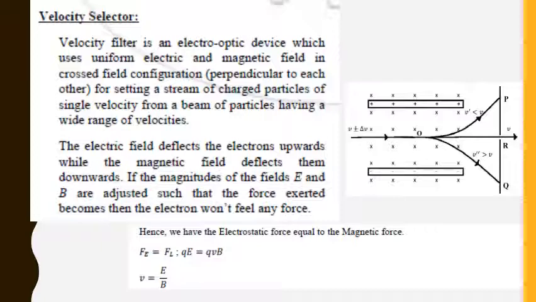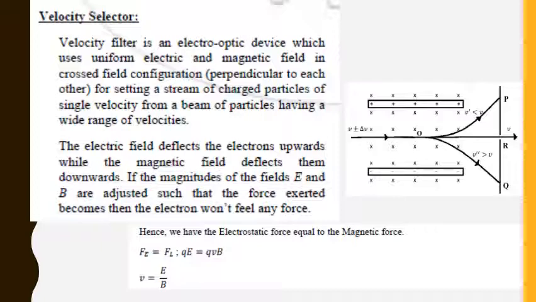Due to the special configuration that we have chosen, special configuration means both fields are perpendicular to each other. We have created two fields which act in opposite directions. And since they act in opposite directions, we can fix our electric field and magnetic field in such a way that if the magnitude of the electric field and magnetic field is adjusted, then the forces exerted become equal, and Fe is equal to Fm.